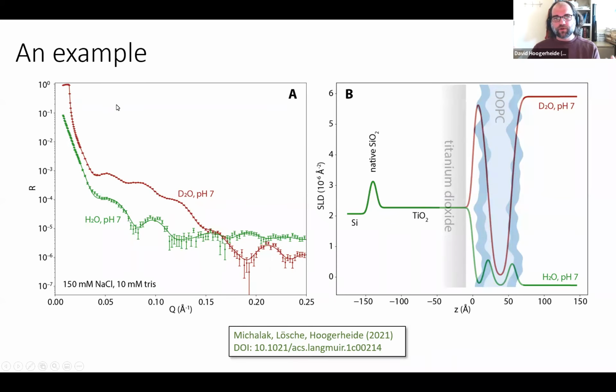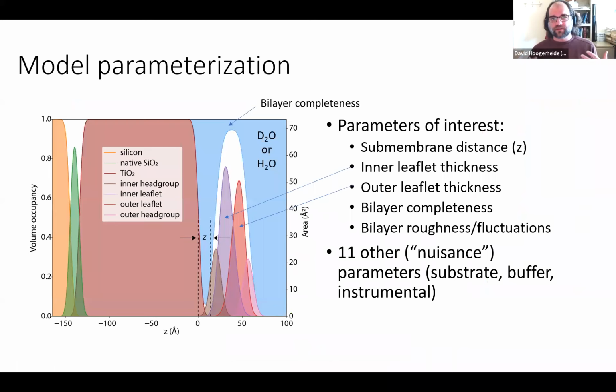Anyway, what we would do then is we would create a model in which we simultaneously fit both of these curves and back out what these scattering length density profiles are. Now, under the hood, what we usually do is something that Frank and Matthias Loesche developed over many years, this composition space modeling, in which we break the system up into its components that have unique scattering length density. So in this case, we would say the silicon is one material, silicon oxide is another, titanium oxide is another, and then the bilayer itself is made up of inner head groups, outer head groups, and the lipid species. Each of these has basically a constant SLD.